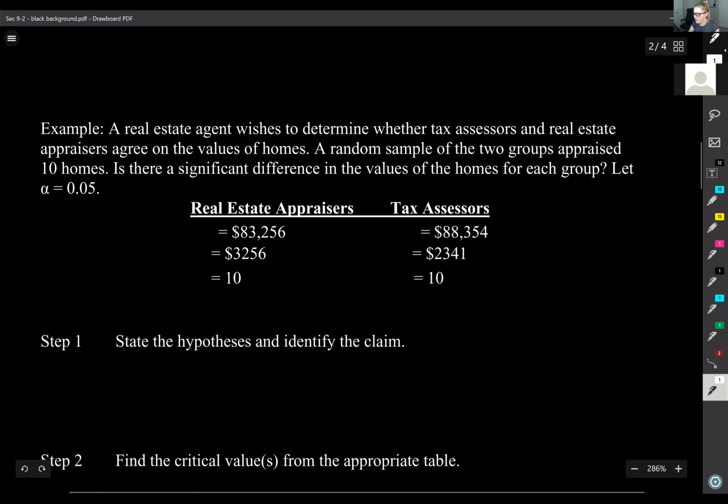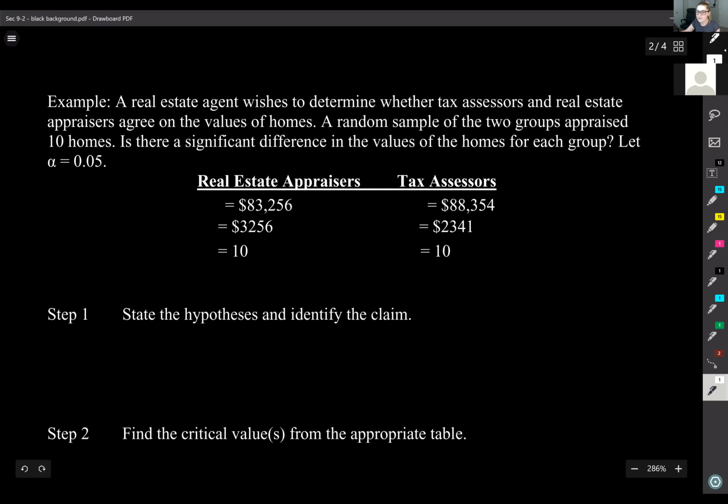Okay. With that being said, we can just go ahead and do an example. So our example here, I guess I should say this: the first example that we're going to do, we're going to do without p-values. So we're going to do it the traditional way. And then the second example we'll do with p-values.